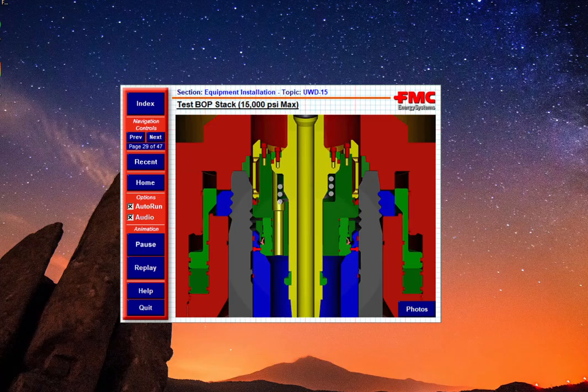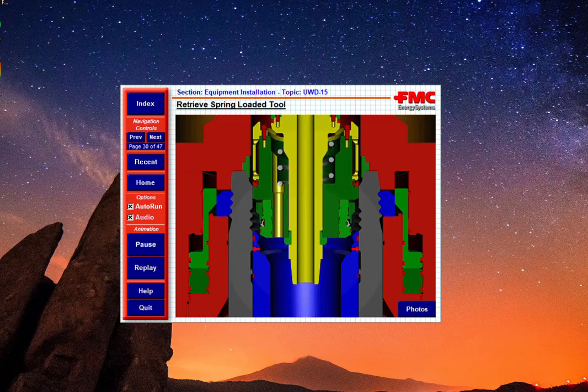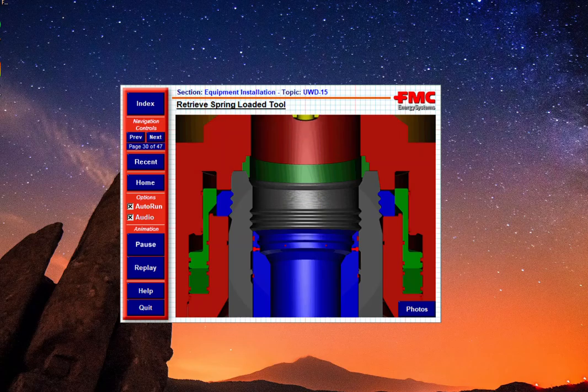If the BOP stack requires further testing, it may be tested at any time with the wear bushings in place by use of the spring-loaded tool. The spring-loaded tool is removed by picking straight up with the drill pipe. An overpull is required to shear the brass shear pins on the running tool and disengage the spring-loaded tool from the wear bushing.